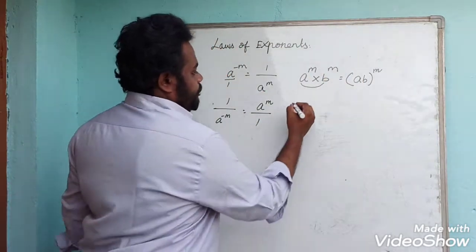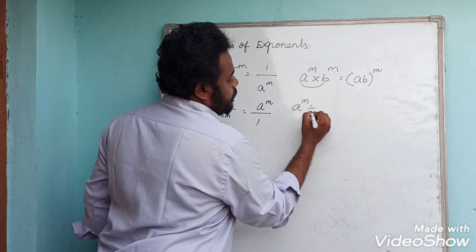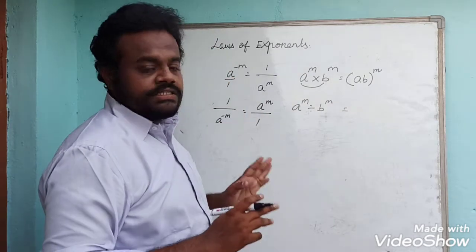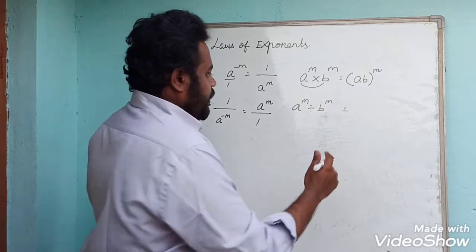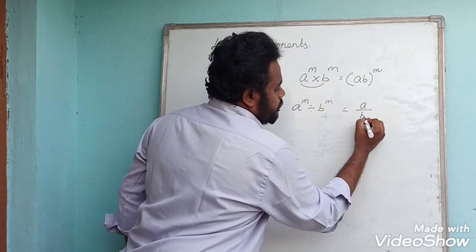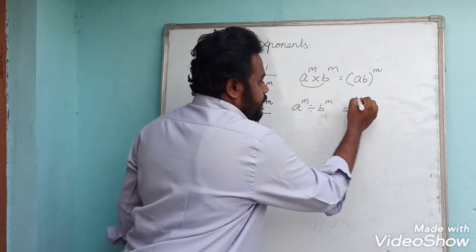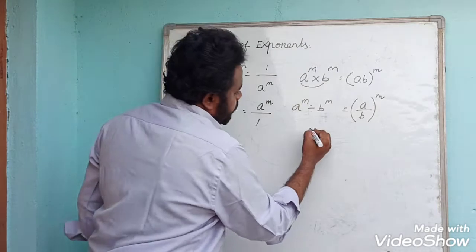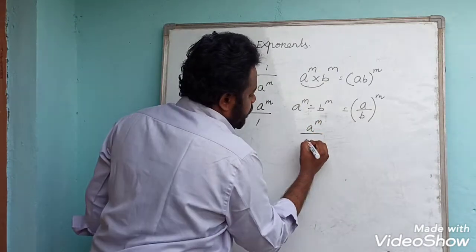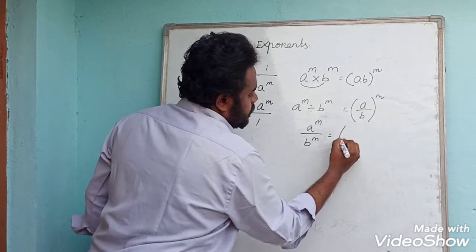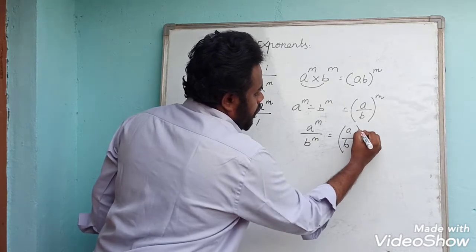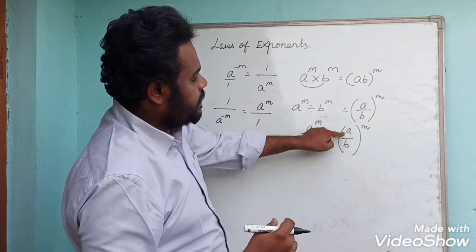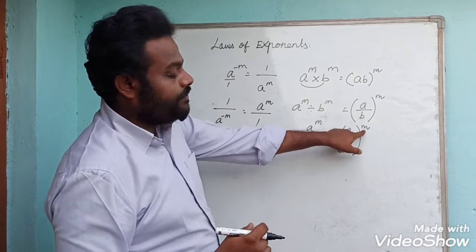In the same way, a power m divided by b power m. Here the division condition is also the same way. We have to divide a and b as it is. We take the power common. This one can be written in the form a power m divided by b power m, which is equal to a by b whole power m. We take common for this fraction, a divided by b whole power m.